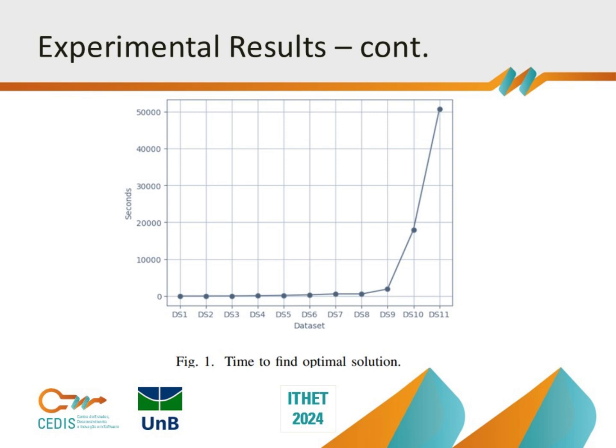For example, for dataset 11, the solver took over 50,000 seconds or roughly 14 hours to find the optimal solution. This demonstrates that while the model is highly effective at handling complex scheduling problems, the time required to find the optimal solution increases considerably with the size and complexity of the dataset. This result highlights the scalability challenges when dealing with larger instances, but also confirms the robustness of the CP-SAT in ensuring optimal solutions even under these conditions.